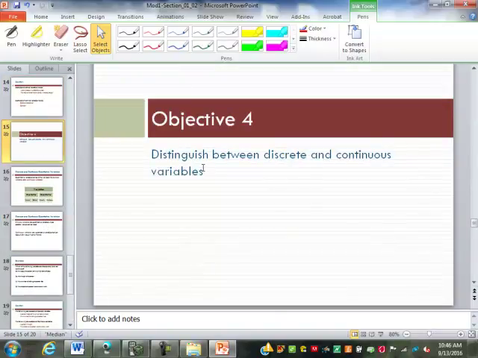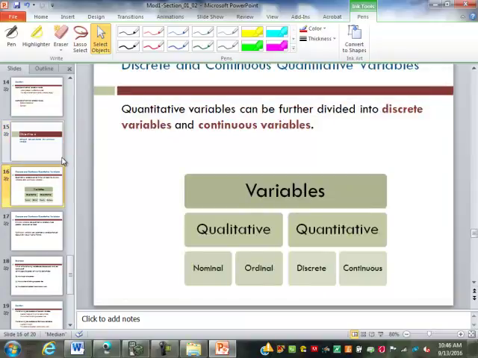So now let's look at our quantitative variables and the difference that we have there. Quantitative variables can be discrete or continuous. Discrete are things that can be counted. How many cars do you have? How many classes are you taking this semester? How many children do you have? Those are things you would count. Continuous are items that are measured. How tall are you? How long does it take to complete this task?